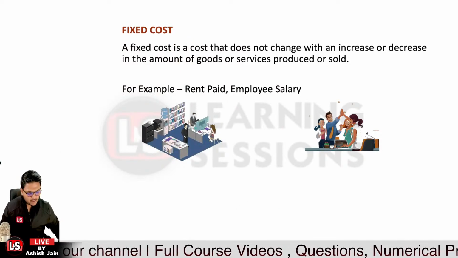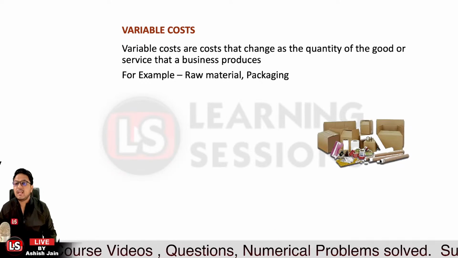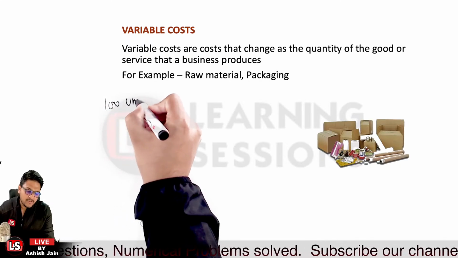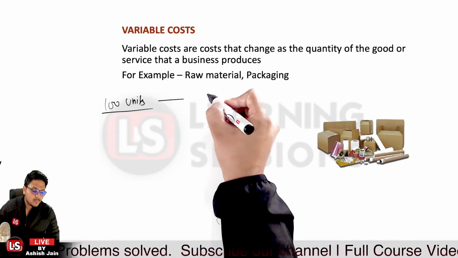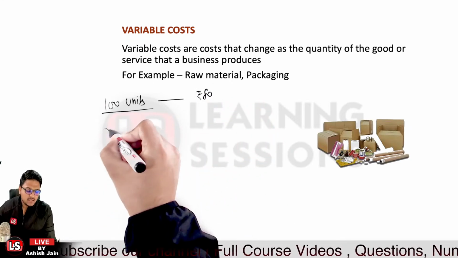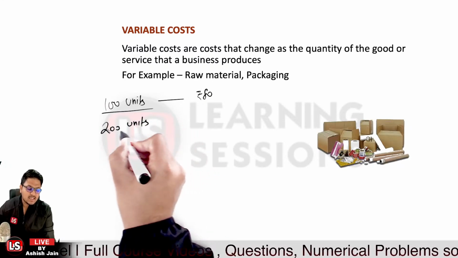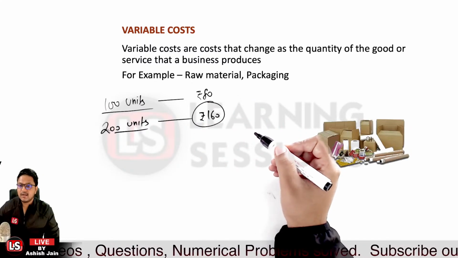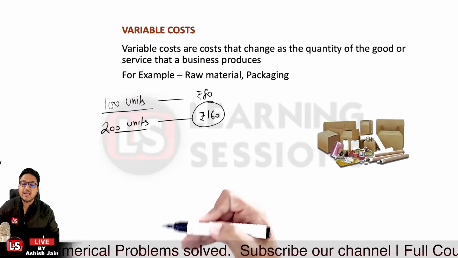Now the other cost type, which is contrary to the first one, fixed cost, is a variable cost. Let's say you were producing 100 units a day, and for that particular purpose you were consuming raw material worth rupees 80. Now you are producing 200 units. Would the cost of the raw material be the same? No, it went up to rupees 160. It doubled itself.